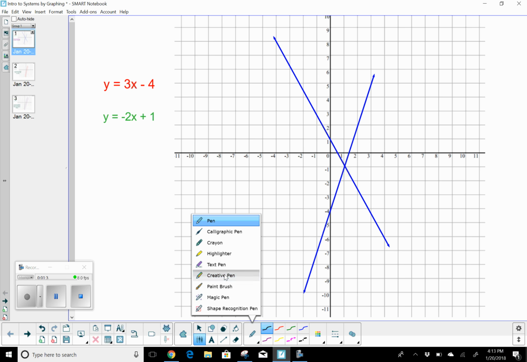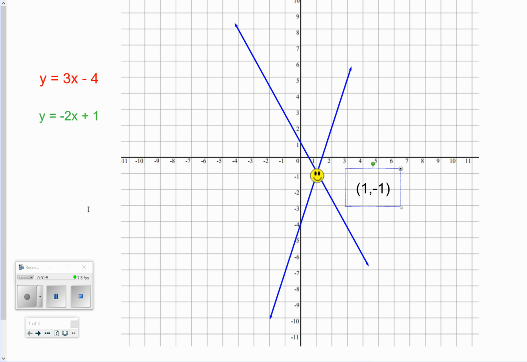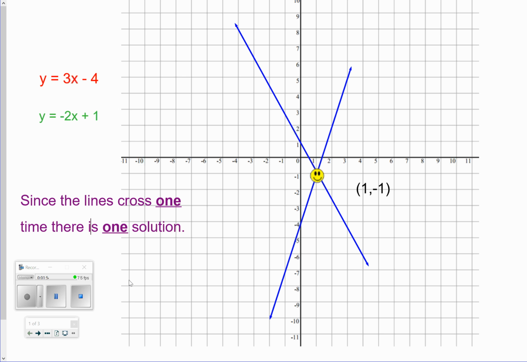Let me bring up a creative pen, happy face, and yep, right there. So the solution to this system is at the point (1, negative 1). And because the lines cross one time, there's one solution. Obviously lines can't cross more than one time. By definition, they're straight, so either lines are going to cross or they're not. So there's the first example.